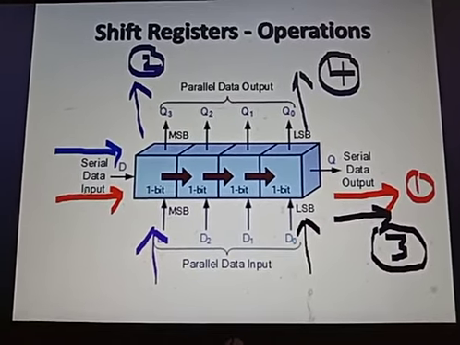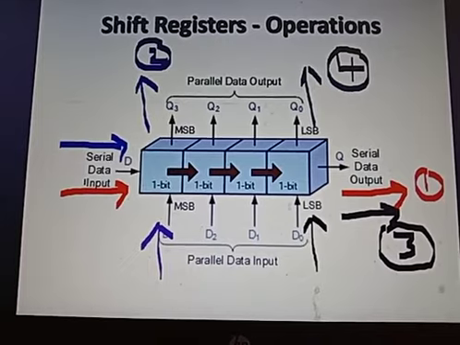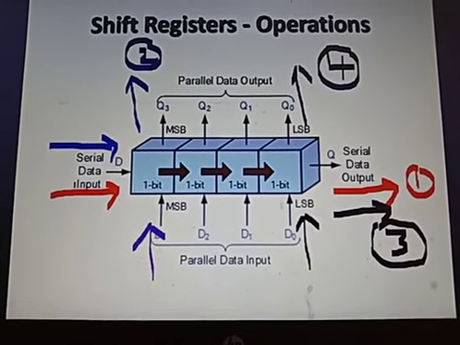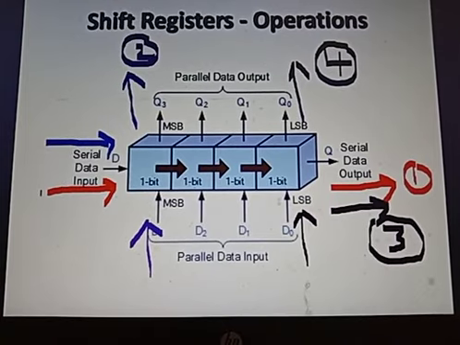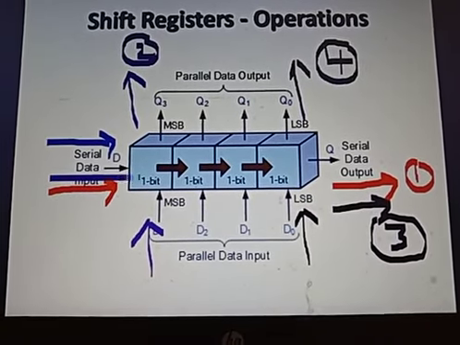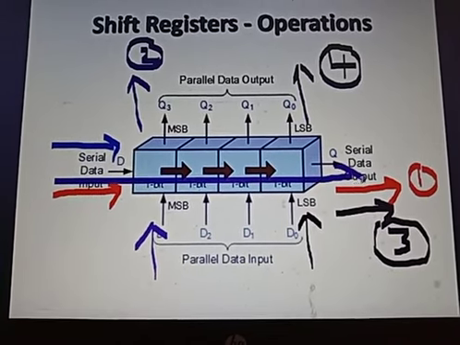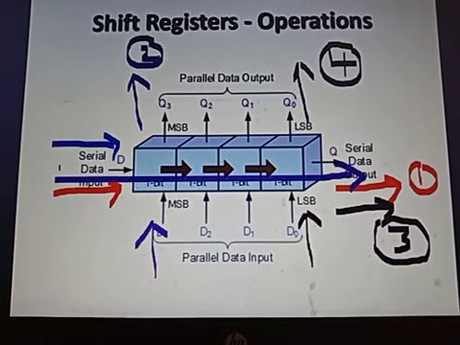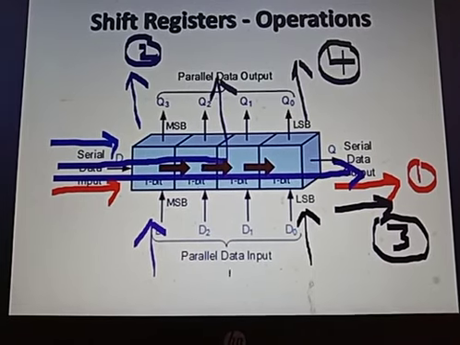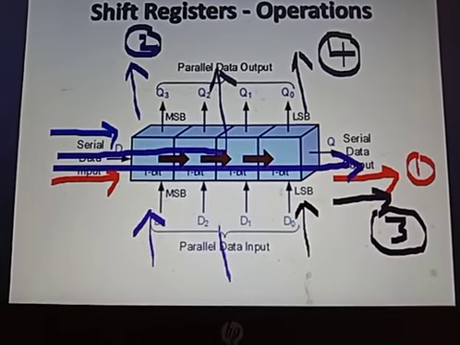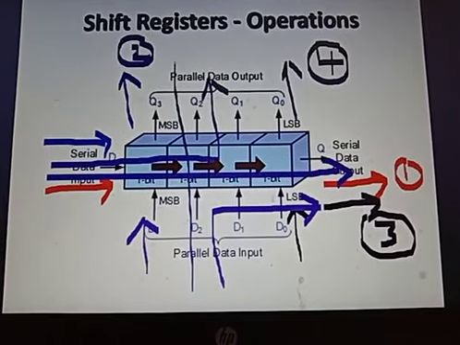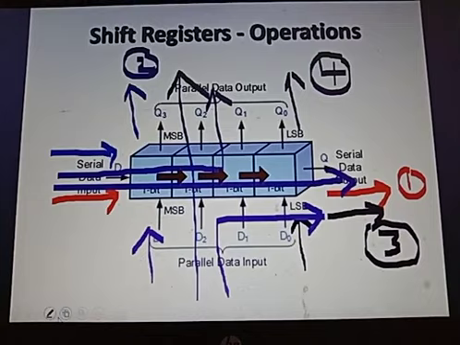Now I repeat, there are four different possible ways of feeding and taking the data, input and output respectively. The first one is serial input and serial output, where the data will be traveling like this. Next one is serial input and parallel output, where the data will be traveling like this. Then you can give it as parallel input and serial output, data will be traveling like this, and parallel input and parallel output means it will be like this.